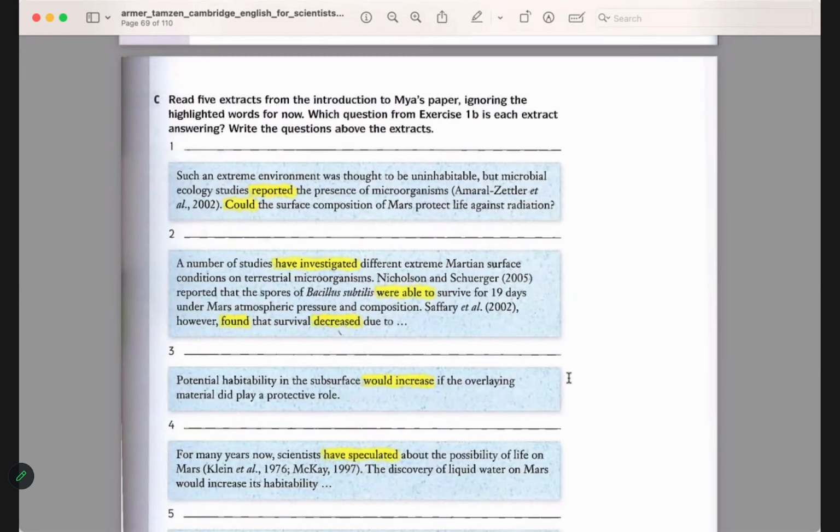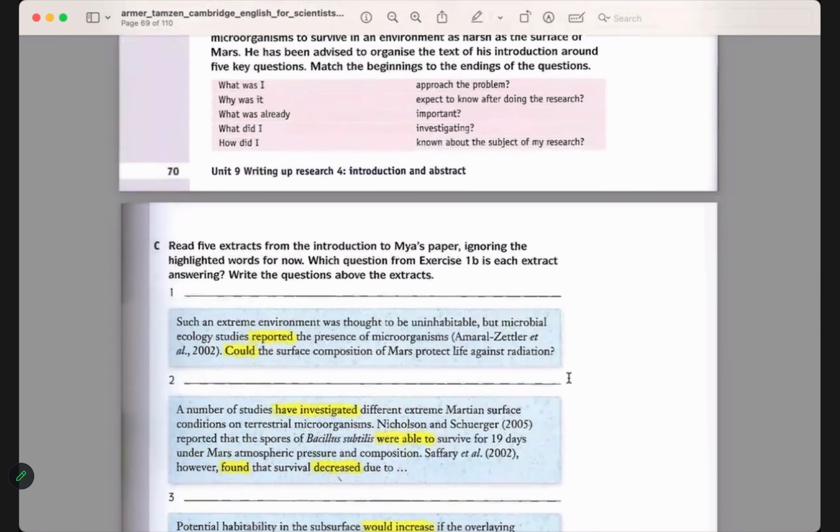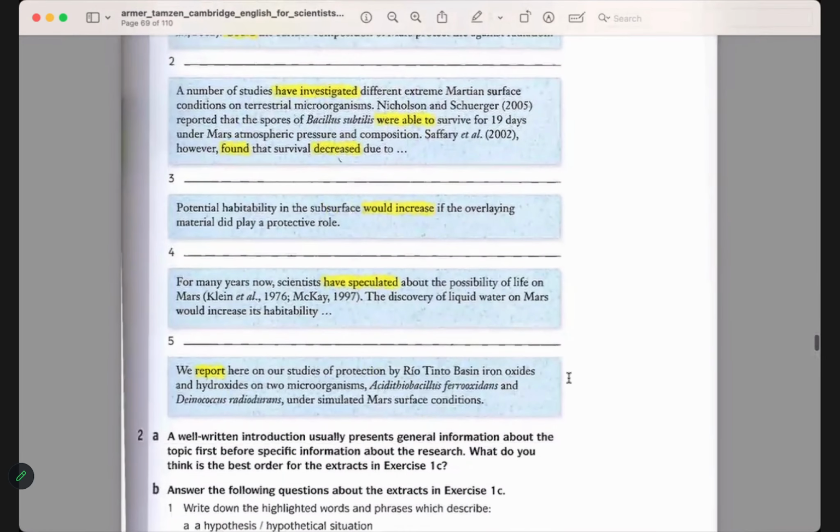Okay. For many years now, scientists have speculated about the possibility of life on Mars. The discovery of liquid water on Mars would increase its habitability. Also about importance or expectations. What I expect, yeah. Okay, and the last question which is left for number 5, which one? Approach the problem. Yeah, how did I approach the problem? So we report, it's like my personal investigation.